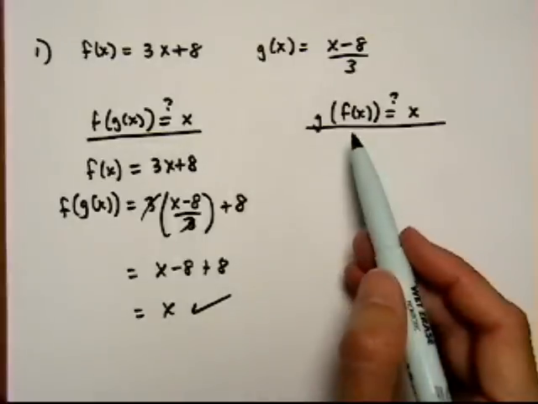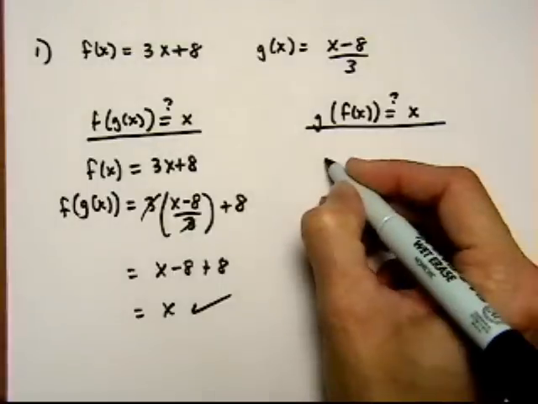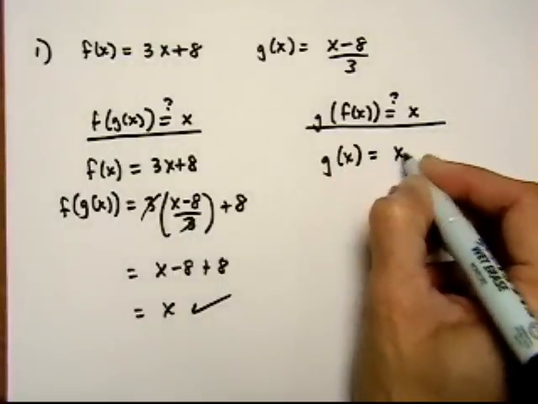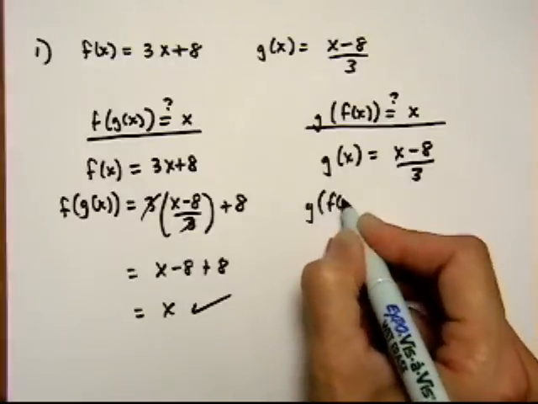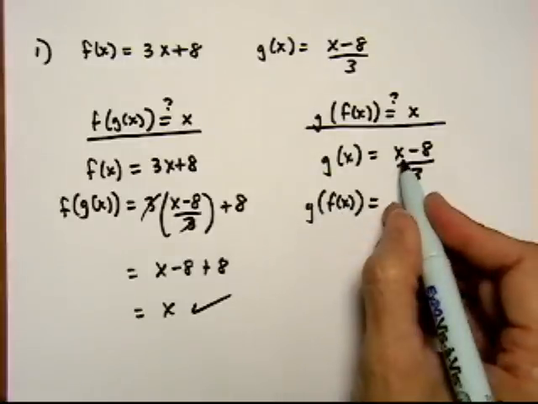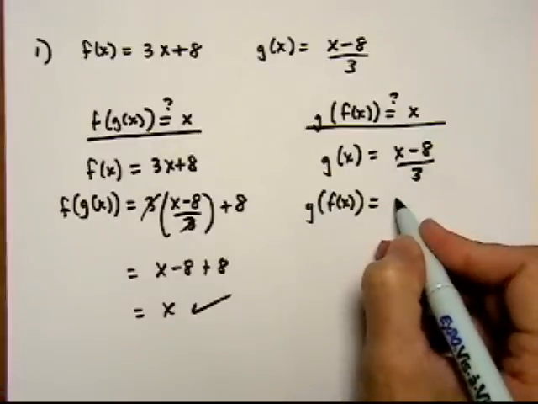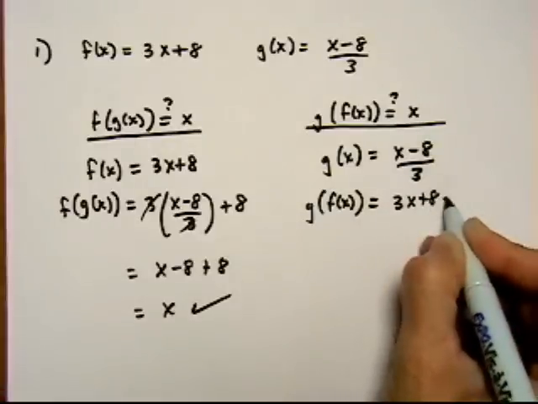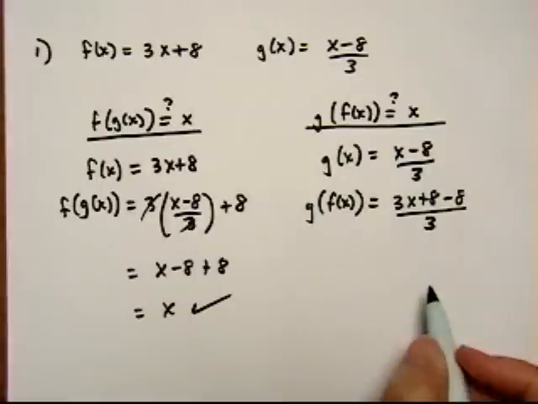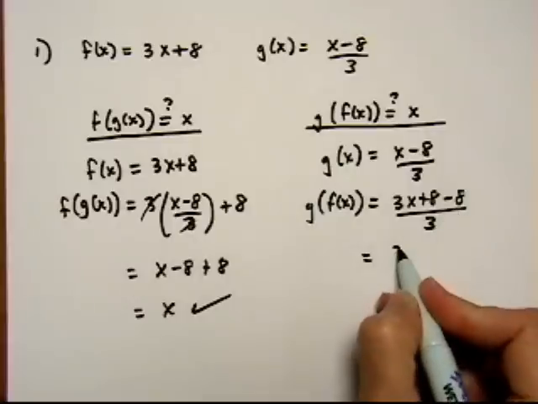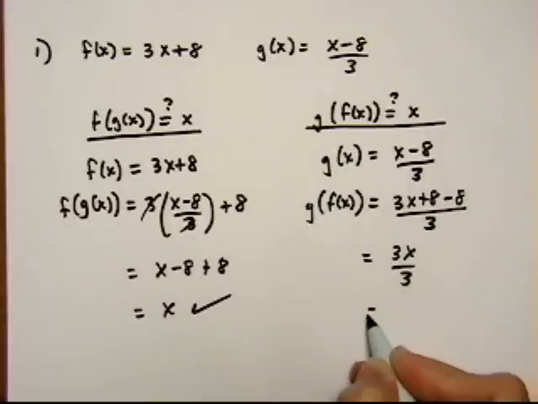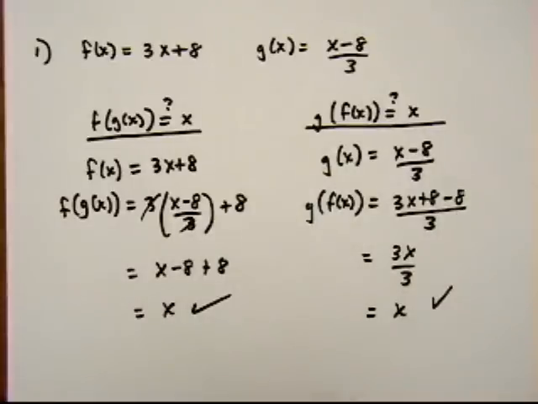And then we want to see g of f of x, does that equal x? Start with g of x, which is (x minus 8) over 3. And then we want g of f of x. So everywhere I see an x, I'm going to put f of x instead, which would be 3x plus 8. Then minus 8, bring down the over 3. And that's equal to, 8's cancel out, so I get 3x over 3, and that equals x. That one checks out too. So that means that yes, f and g are inverses.